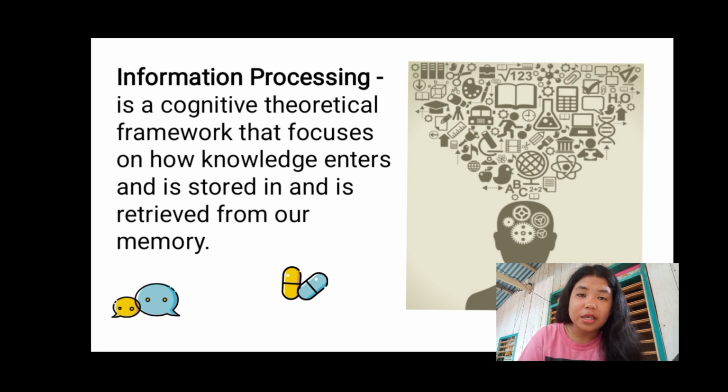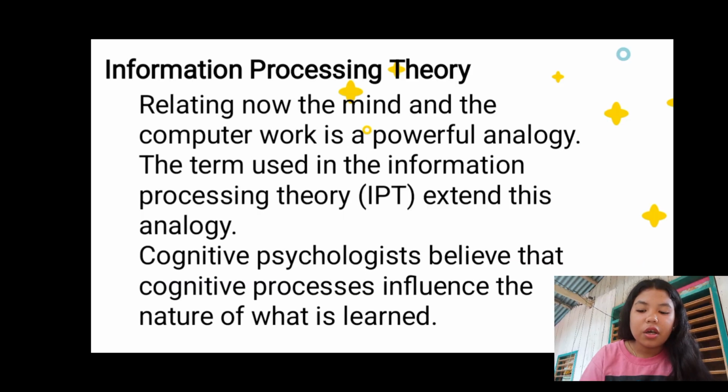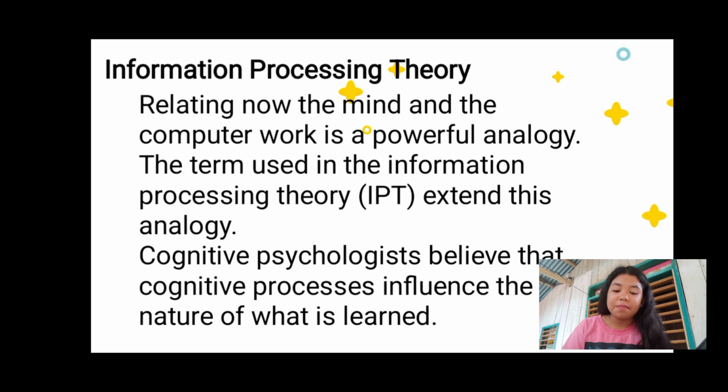The first one is the type of knowledge, the second one is the stages, and the third one is the executive control processes. Cognitive psychologists believe that cognitive processes influence the nature of what is learned. Because learning isn't just about taking in information, it's about how the mind processes, organizes, and makes sense of that information.